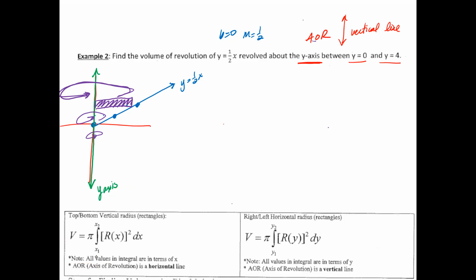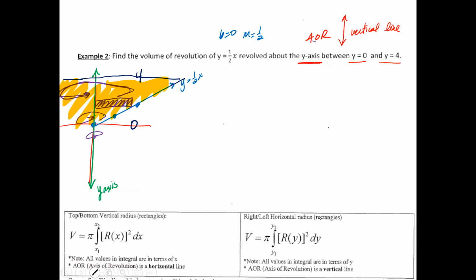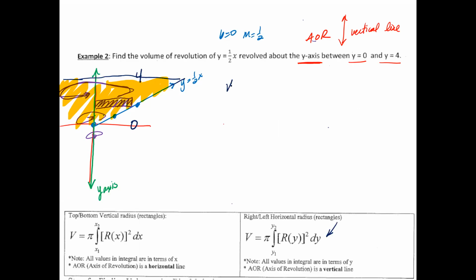Okay, now your upper and lower bound is between 0 and 4. So 0 to 4, say for example, if this is 4 right here. Then the area that you're looking for is going to be this triangular shape right here. Okay, and so you know you're going to be using this formula: volume equals pi integral from a to b of r of y, squared, times dy.